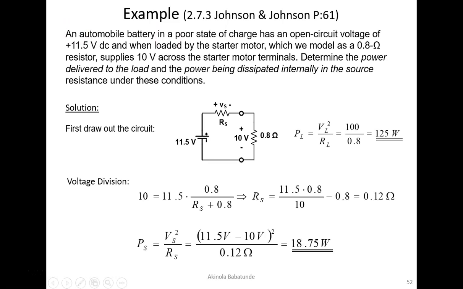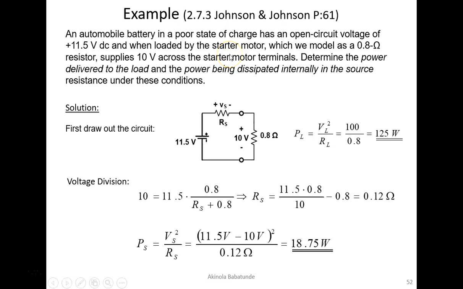So the first thing we try to do is to draw out the circuit. An automobile battery in a poor state of charge has an open circuit voltage of 11.5 volts. So you can see we have the open circuit voltage, 11.5 volt DC. It is DC, that is why you can see we are using two bars here, a smaller bar and a bigger bar. And you can see our polarities, plus and minus here. So we have 11.5 volt DC.